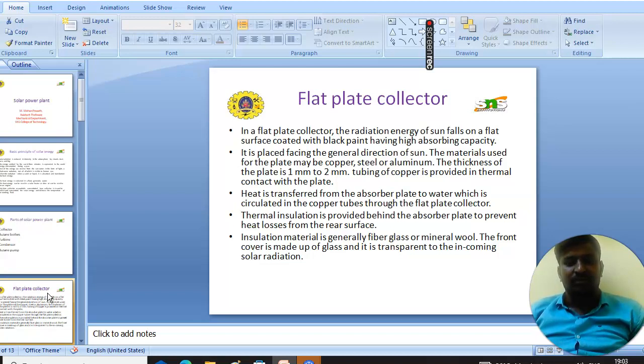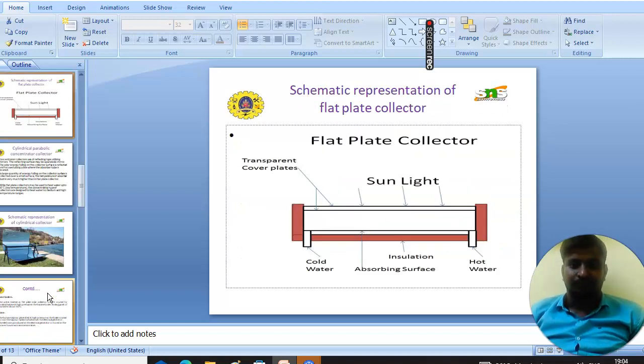Thermal insulation is provided behind the absorber plate to prevent heat losses from the rear surface. Insulation material is generally fiberglass or mineral wool. The front cover is made up of glass and is transparent to the incoming solar radiation. The figure shows the schematic representation of the flat plate collector.